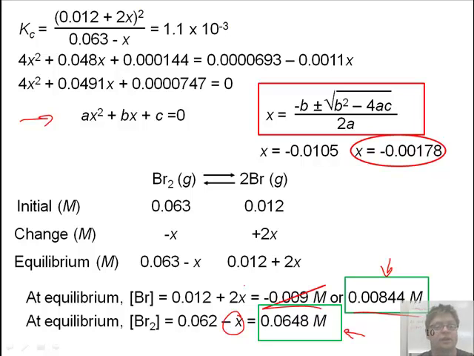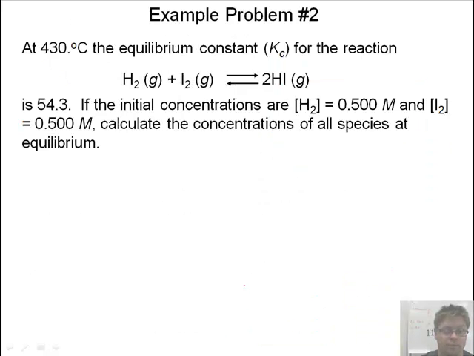Now, this is a complicated process because of the quadratic equation. Once you get past that, it just has to make sense at equilibrium. Sample problem 2: hydrogen and iodine making HI. Is it balanced? Yes, it is.